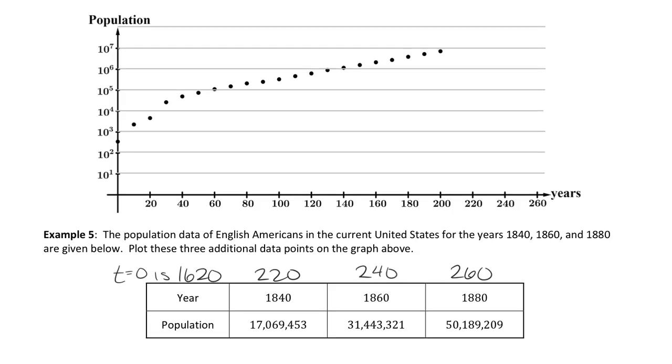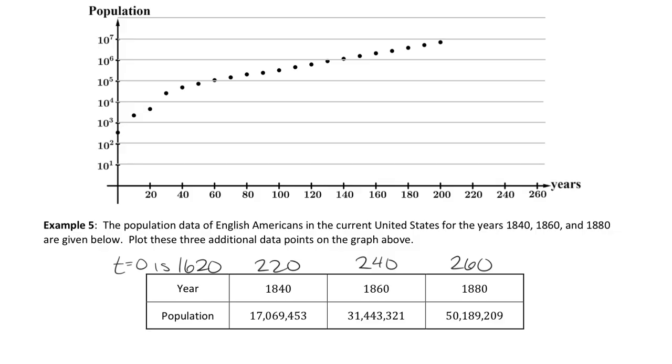Now the population that we have here says that we should have 17 million, 31 million, and 50 million. If we write this in scientific notation, this is 1.7 times 10 to what power?